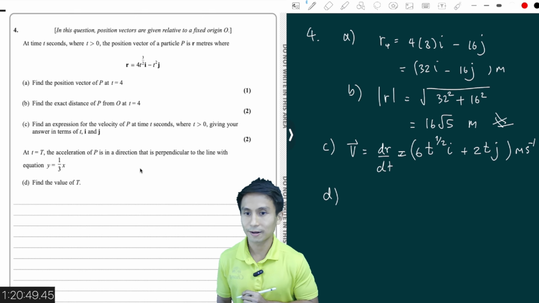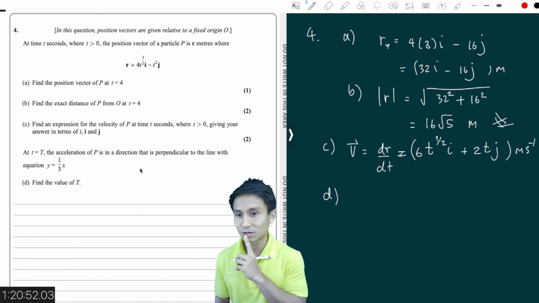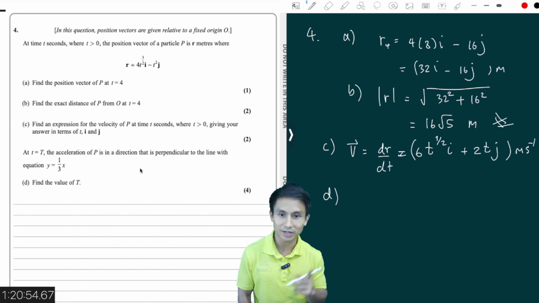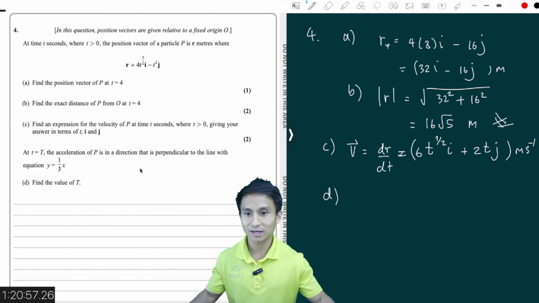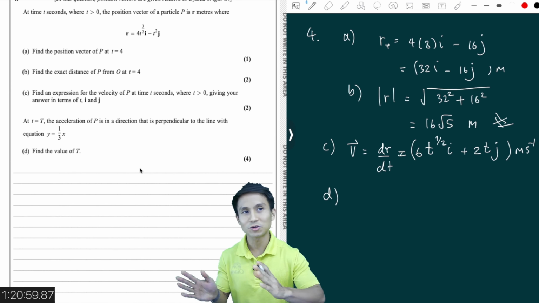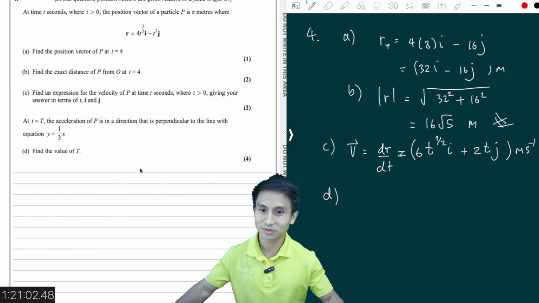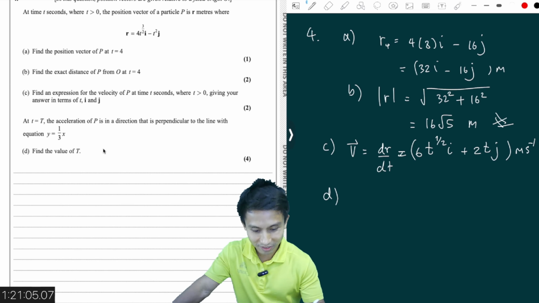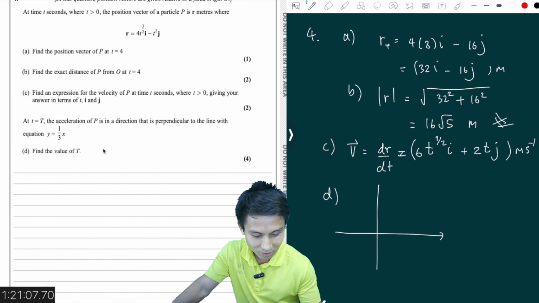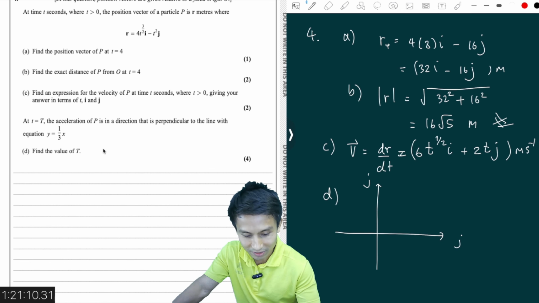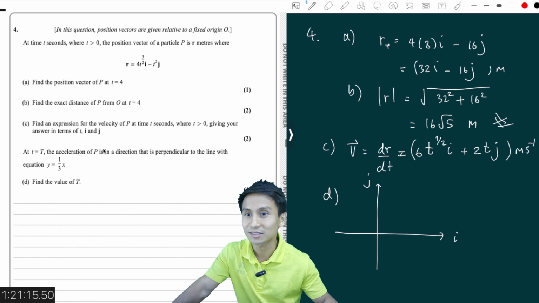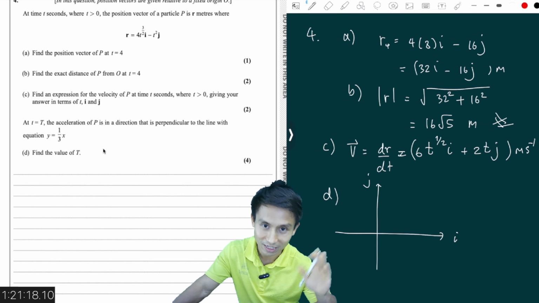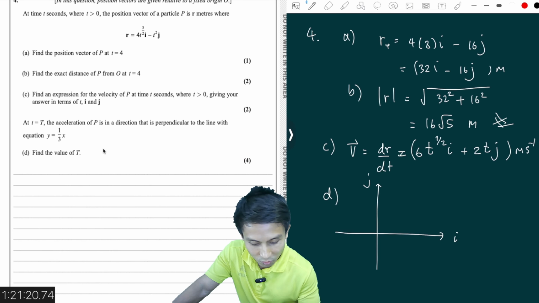And then part D. At t equals t, the acceleration of P is in the direction that is perpendicular to the line with equation that. Interesting. Normally they would do parallel to either i or j or some vector. This time they do that line. So j is up north like that, i is like this. Yeah, i is like the x, j is like the y, typically. Now, the equation y equals 1/3 x is like that.